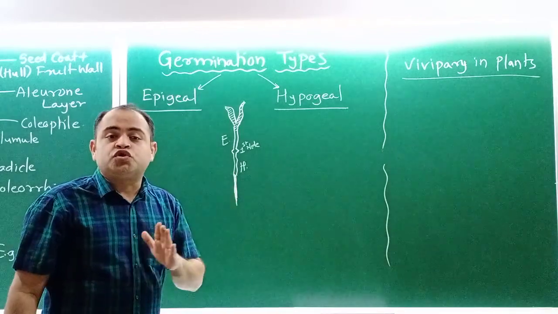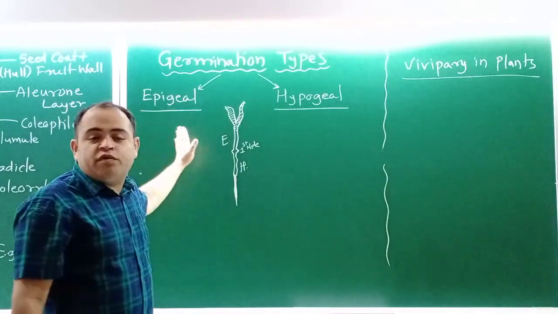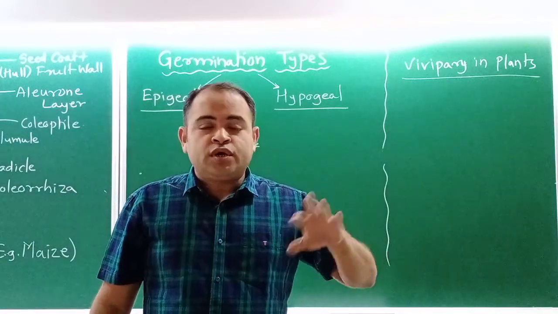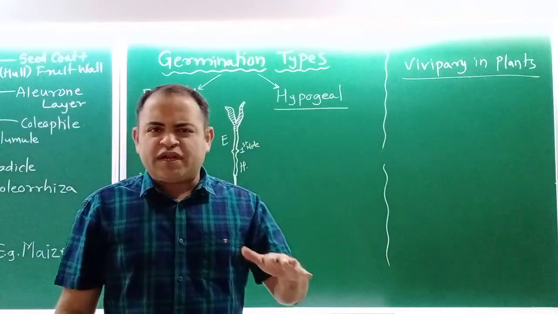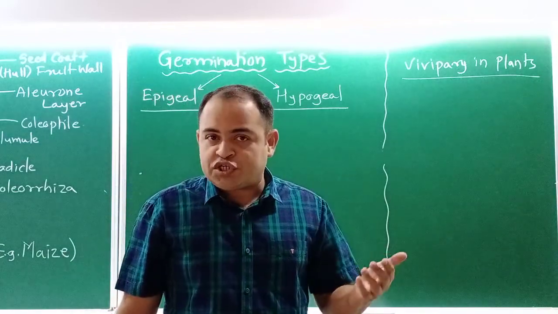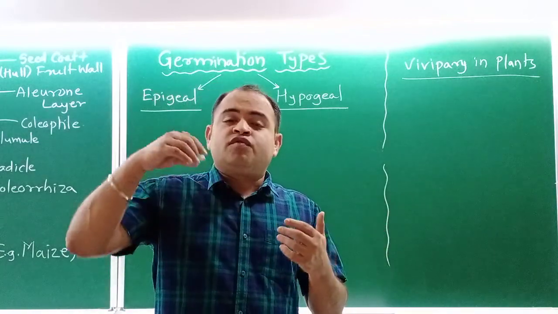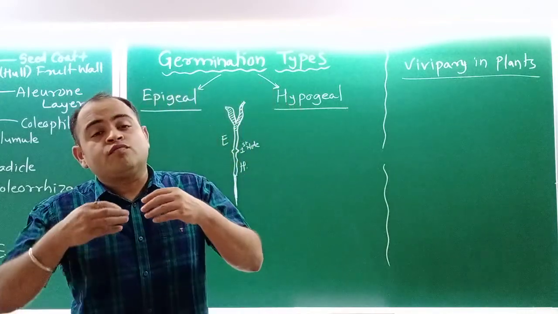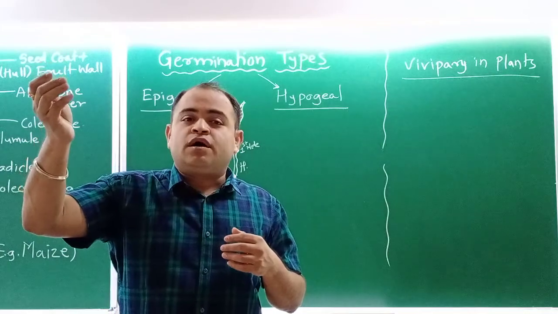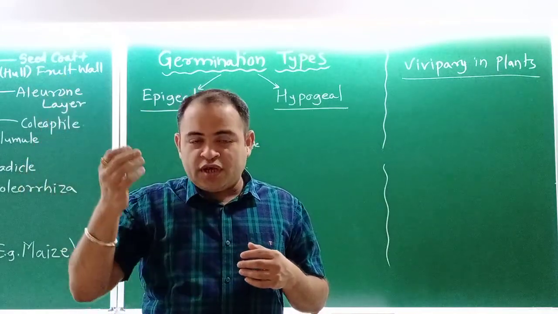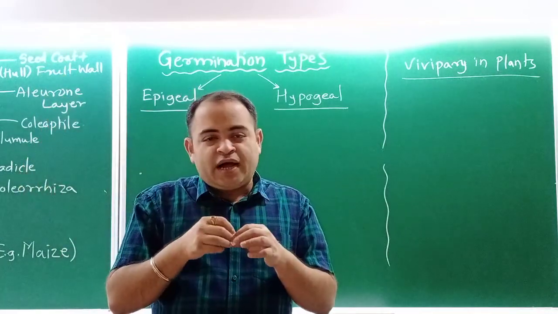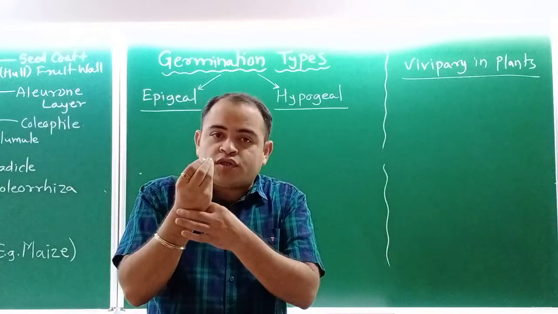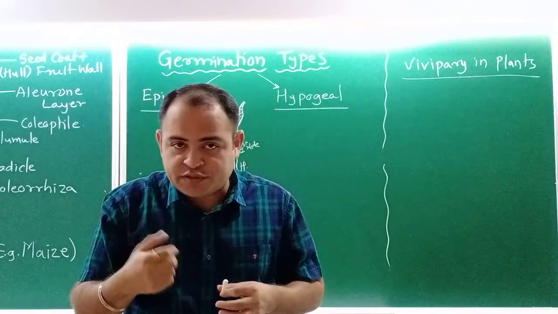Now we are going to talk about this epigeal type of germination. Epi means above, hypo means below, geal means ground. It is related to the ground. Epigeal germination is germination which occurs above the soil, in which the cotyledon moves up in the air from the soil. If you sow it in the soil, at the time of growth, it will move out with the cotyledons and then it will start flourishing.